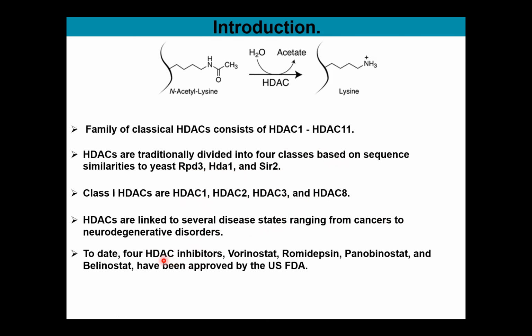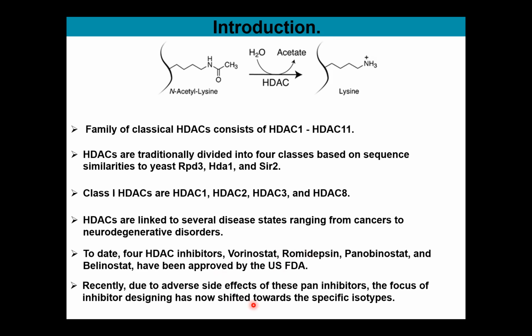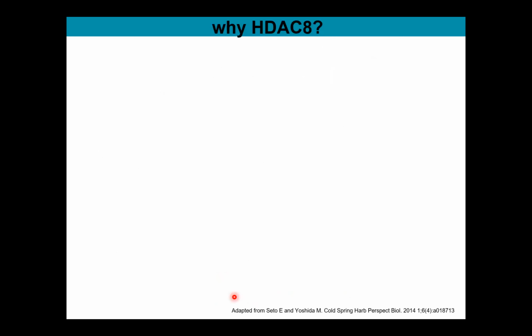To date, a total of 4 HDAC inhibitors, vorinostat, romidepsin, panobinostat, and belinostat, have been approved by the US FDA for the treatment of cancer. But all these drugs target more than one HDAC, and that's why they are associated with adverse side effects. As a result, the focus of inhibitor design has now shifted towards specific isotypes, and that's why we started working on HDAC8.